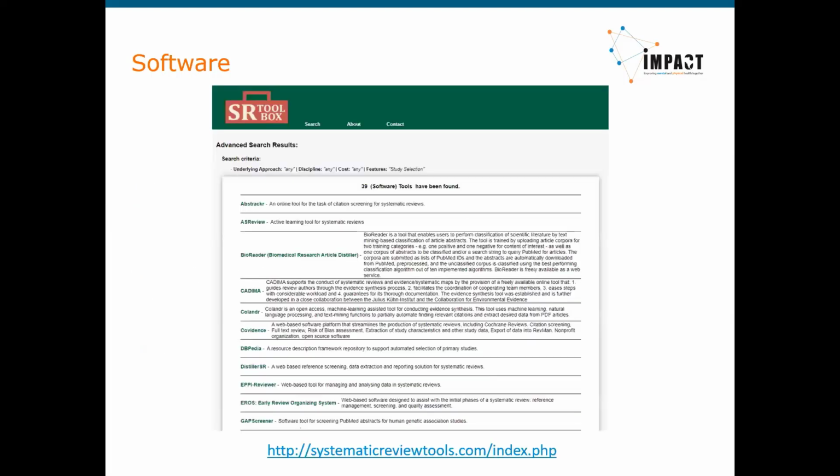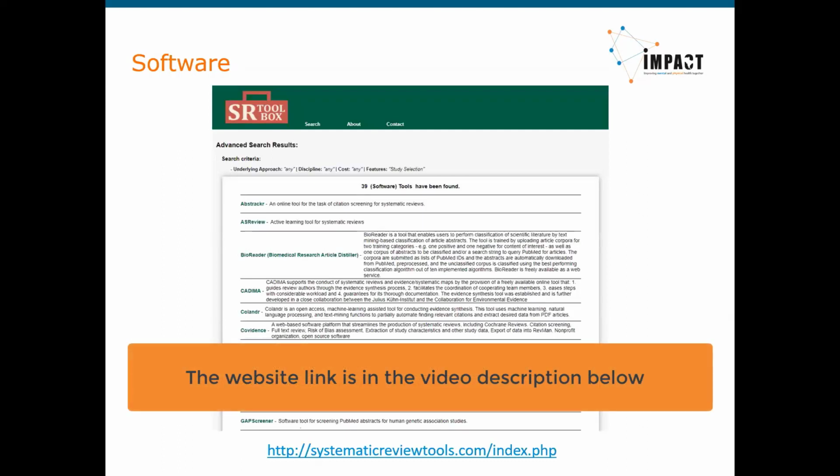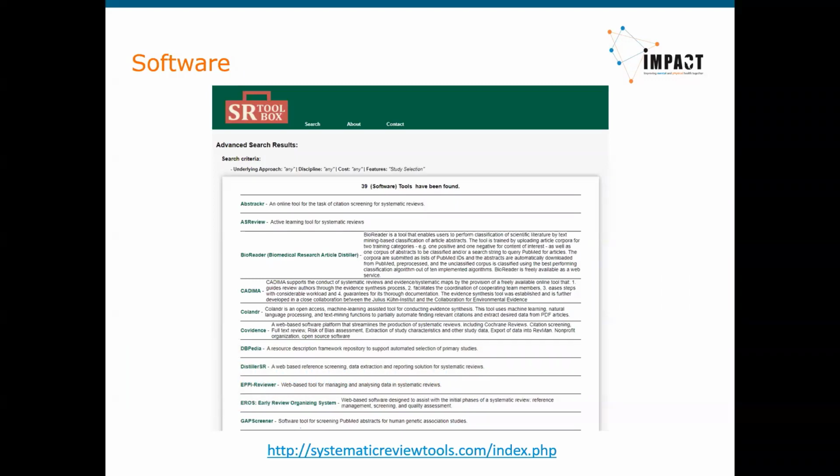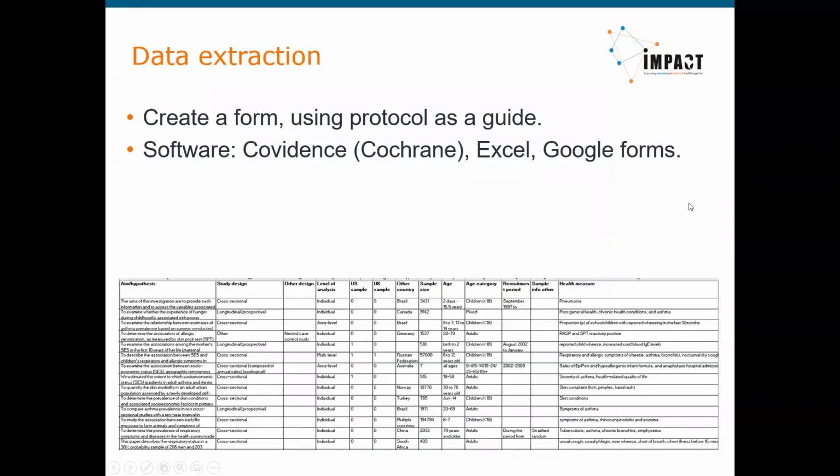There's many more tools. I don't know if you've come across this website before, the Systematic Review Toolbox. For every stage of the review, it has a list of software and tools that you might be able to use. Some are paid for and some are free. So there's 39 apparently for screening. So have a look on there if you're interested. I just mentioned probably the main ones that are most often used.